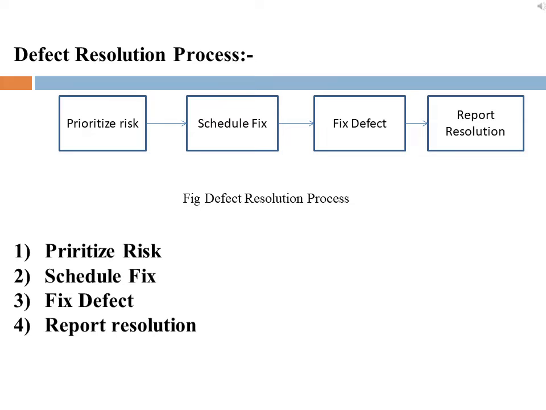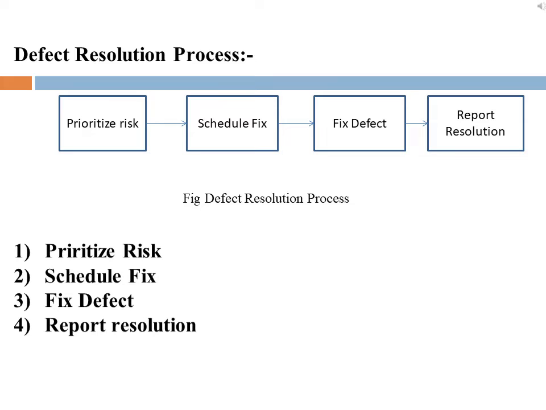Once the developers have acknowledged a valid defect, the resolution process begins. There are four steps involved in defect resolution, as shown in the figure. The first is prioritize risk, second is schedule fix, third is fix defect, and fourth is report resolution. I will explain in detail in the next.